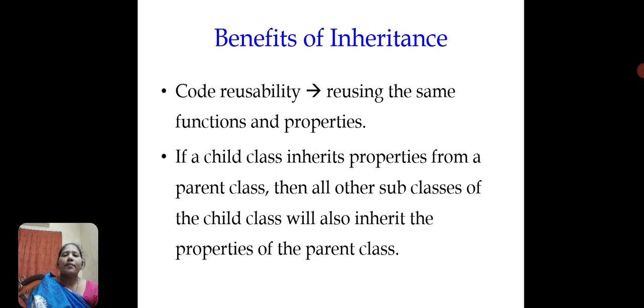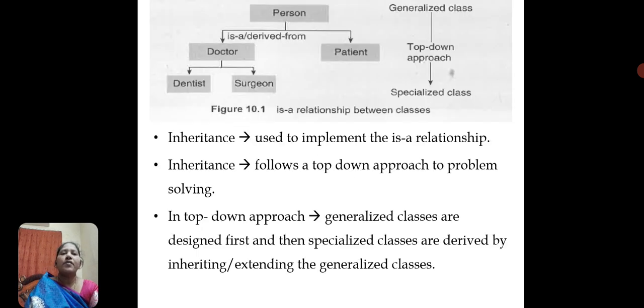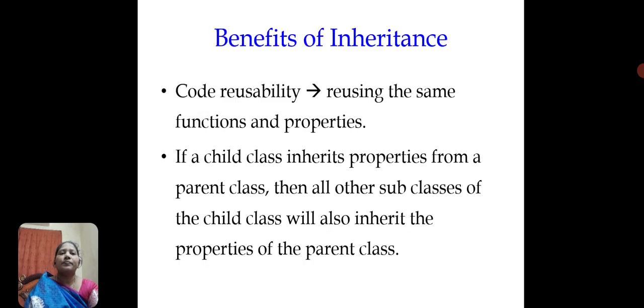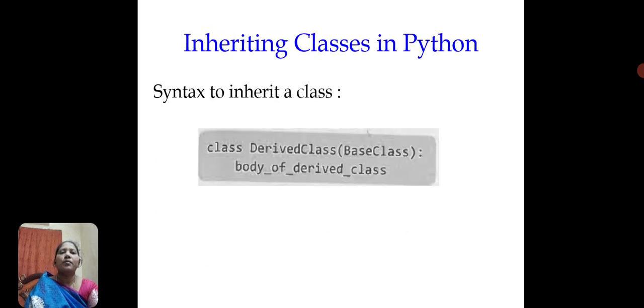For example, from the previous diagram we have seen person is a doctor and doctor is a dentist. So doctor can inherit all the properties of a person. Similarly, dentist can also inherit the properties of doctor and also the properties of person. So even the subclasses of a subclass can inherit from the base class. So these are all the benefits.